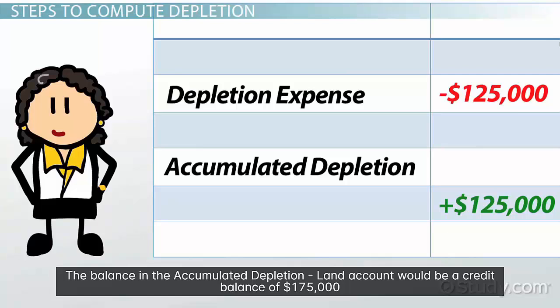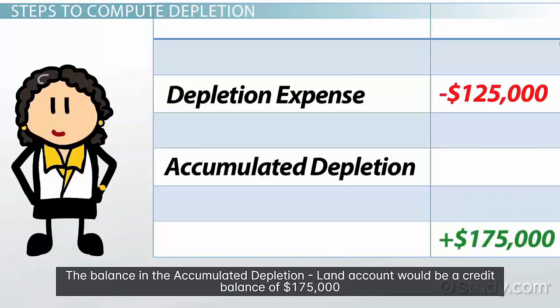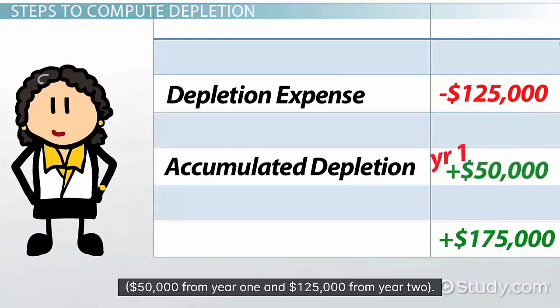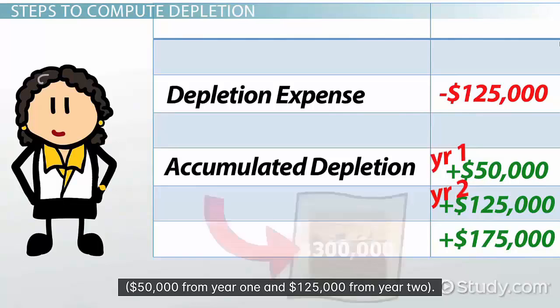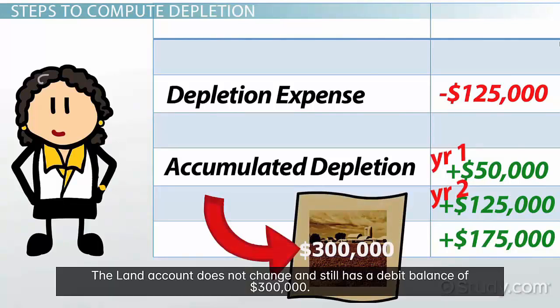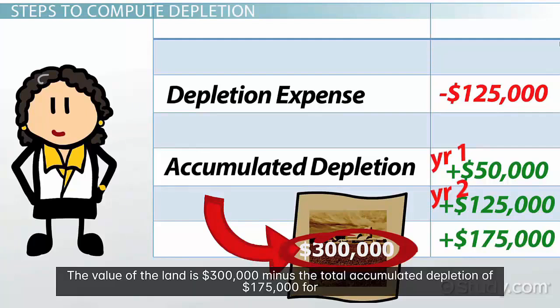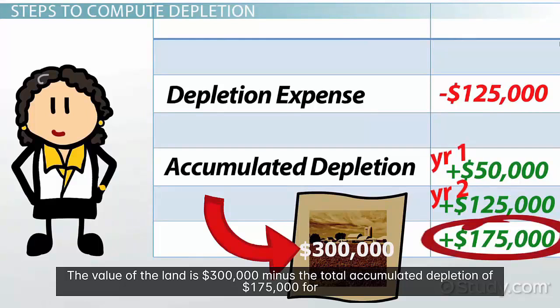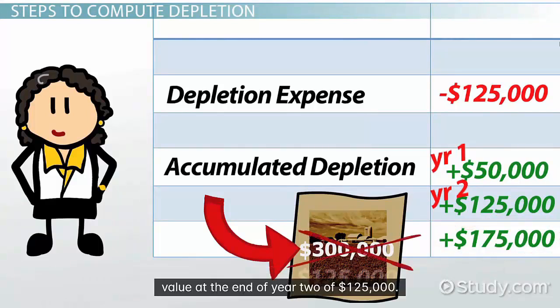The balance in the accumulated depletion land account would be a credit balance of $175,000, $50,000 for year 1 and $125,000 for year 2. The land account does not change and still has a debit balance of $300,000. The value of the land is $300,000 minus the total accumulated depletion of $175,000 for a value at the end of year 2 of $125,000.